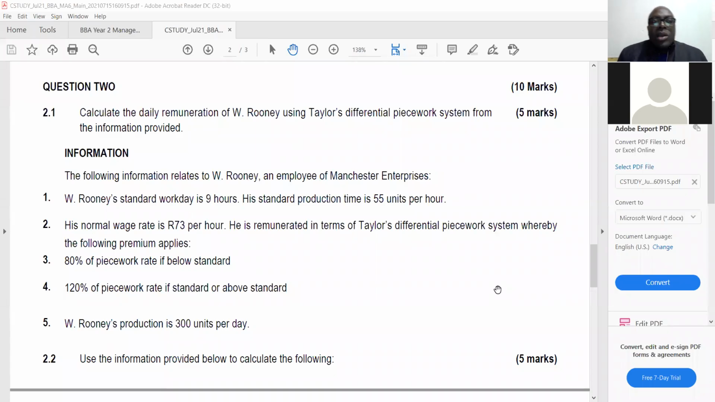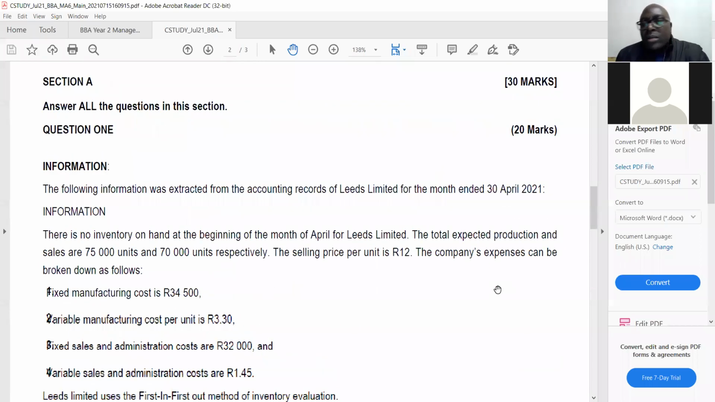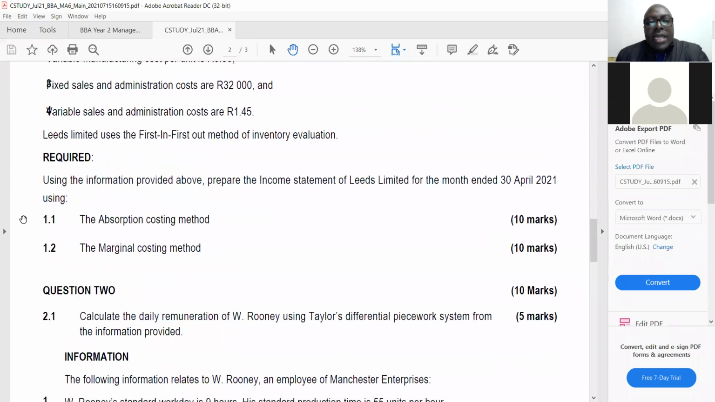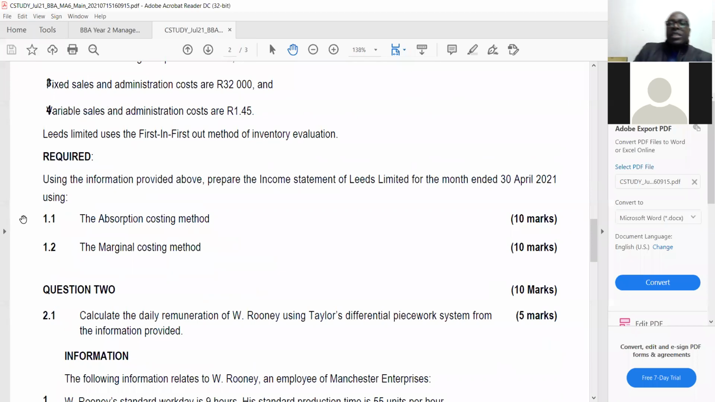All right, guys. Yesterday, we looked at question number 1, which was focusing on absorption costing and marginal costing. And we saw that the main difference between the two is on the calculation of the closing inventory, the value of the closing inventory. Under absorption costing, you have to include all the costs that have been incurred in producing a product, including the fixed manufacturing cost and then variable manufacturing cost. So under absorption cost, we are looking at all the costs that has been absorbed in a product.